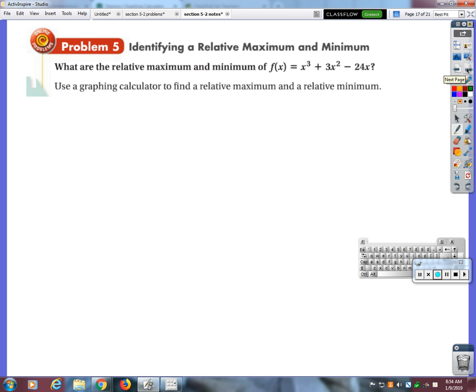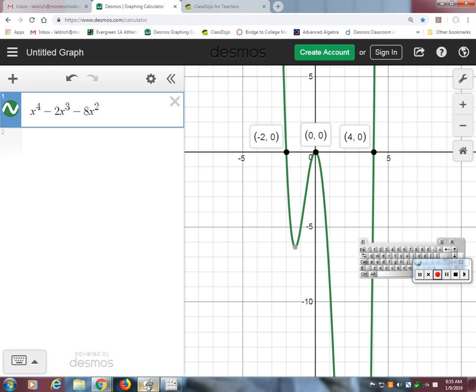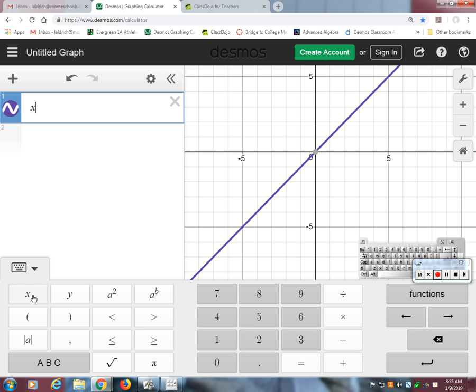It's really easy to use a graphing calculator. Desmos shows those for you. So if I graph this, x cubed plus 3x squared minus 24x, x cubed.